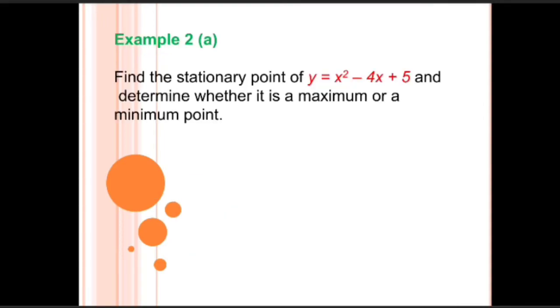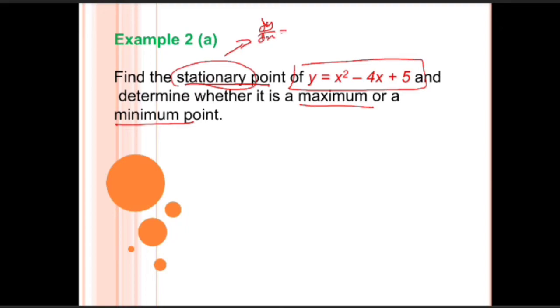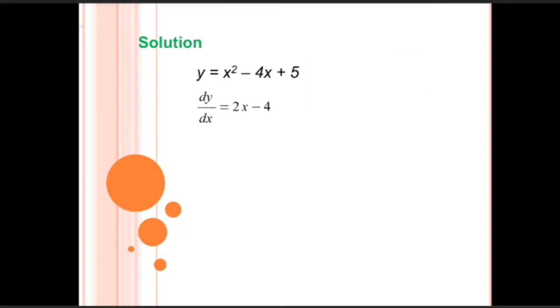Now let's look at example 2a. Find the stationary point of this equation and determine whether it is a maximum or a minimum point. So the first question wants us to find the stationary point. Remember, when we see the word stationary point, we have to remember dy over dx is equal to 0. So our first step is to differentiate this y equation. After you have differentiated, just equate it to 0 and find your value of x.